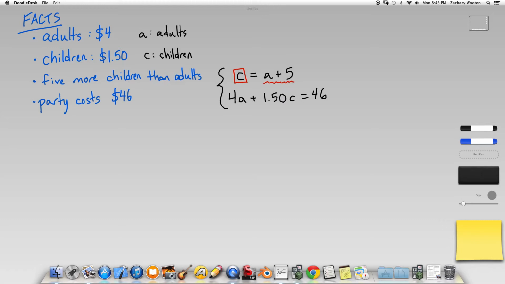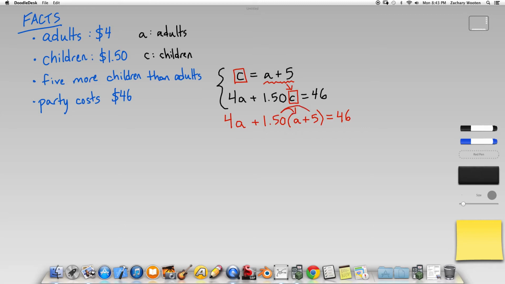Next step, I notice that I have an equation that says C equals all of this over here. That means when I look at this second equation, I can replace this letter C with everything that it's equal to, which in this case is A plus 5, so that is the substitution that we've talked about before. That's the substitution method. So we take 4A plus 1.50 times (A plus 5), and altogether that equals 46. So I've plugged in A plus 5 for C here.